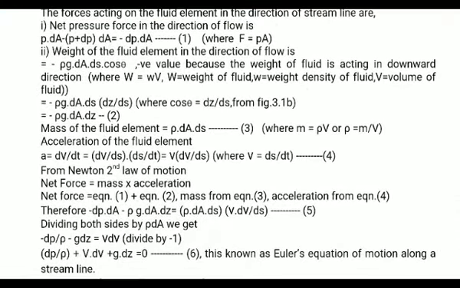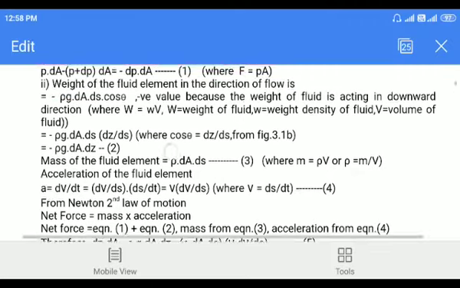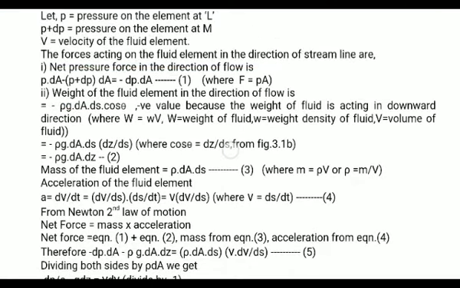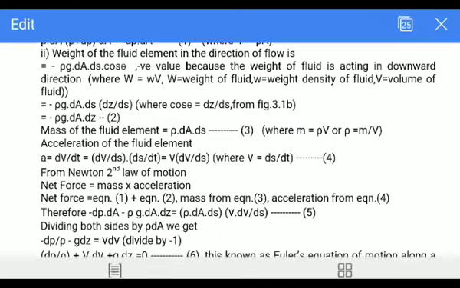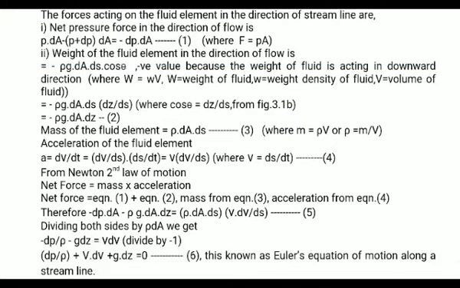So substitute here in place of cos theta. In place of cos theta, I will substitute dz over ds. Therefore, ds gets cancelled. I will get equation number 2 like this, that is minus rho g into dA into dz here.